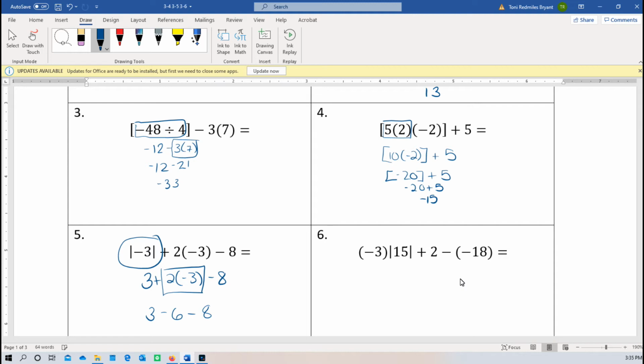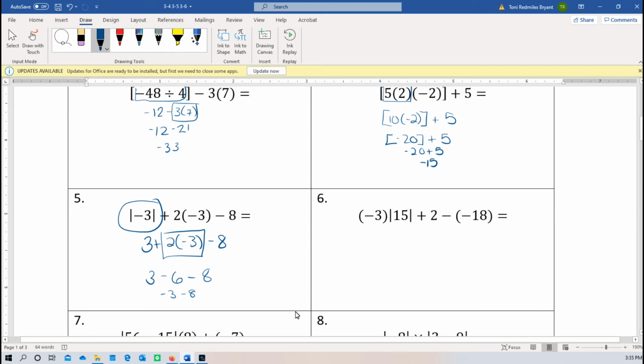And now I just have subtraction, okay? So I have $3, I owe $6, I still owe $3. If I owe $3 and then borrow another 8, my debt has now risen to $11.